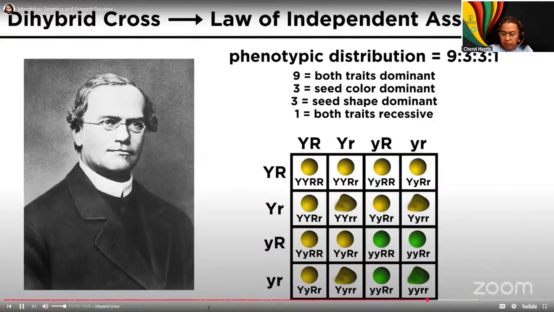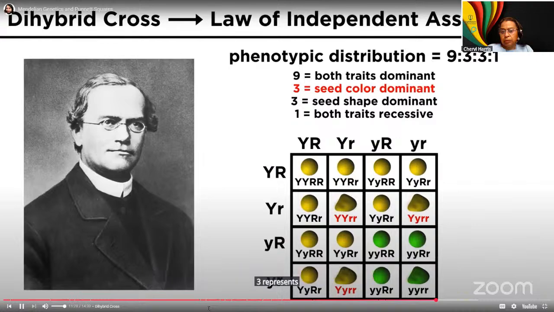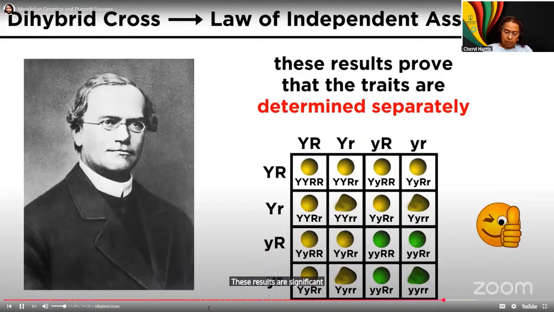The phenotypic distribution for a dihybrid cross will always be 9:3:3:1, where 9 represents the proportion of the F2 generation that will exhibit the dominant phenotype for both traits. 3 represents the proportion that will show dominance for one and recessive for the other. The other 3 is for the reverse situation, and the 1 is for the ones that will be recessive for both. These results are significant because they show that each trait is determined individually.